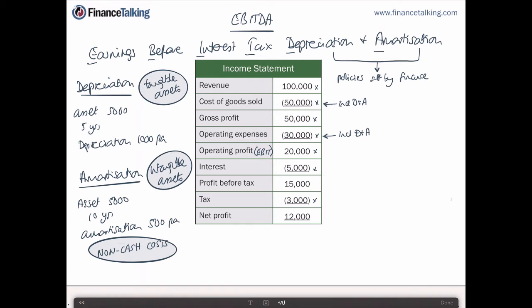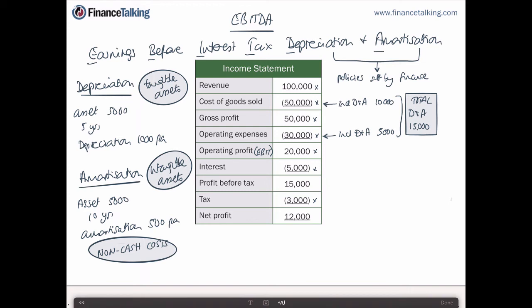For now, let's put some numbers in. We'll assume that the depreciation and amortization included in cost of sales is £10,000, and included in other operating expenses is a further £5,000. So D&A in total of £15,000 has been deducted in arriving at the operating profit or EBIT. And remember, these are non-cash costs.